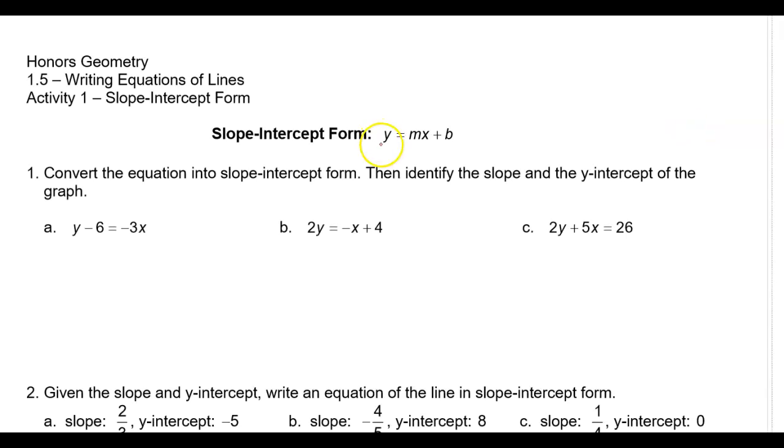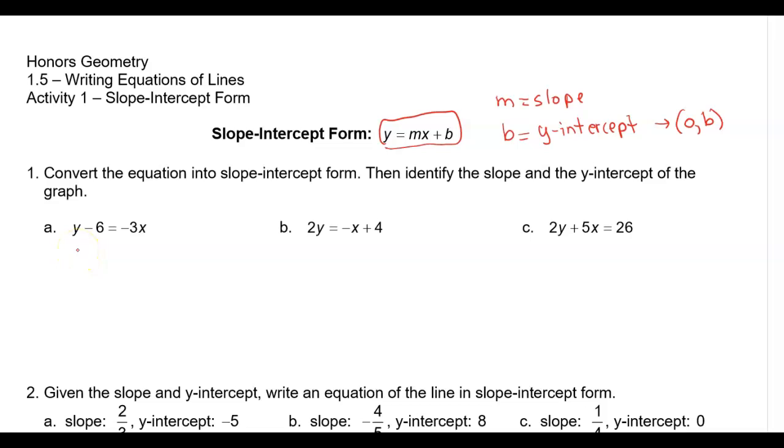Let's take a look at slope-intercept form. In slope-intercept form, the m stands for slope and b stands for the y-intercept. When you write your answer for y-intercept, be sure to write it as an ordered pair.